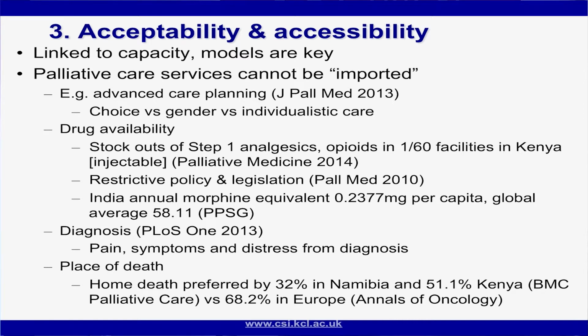And also we talk about place of death a lot, and we recently completed a large European study with African partners. We found in Namibia home death was preferred by around 1/3 of the population and around 1/2 in Kenya, compared to our data in Europe that found it was nearly 70%. Now, why is that? Is it because people don't want to die at home, or because there aren't good services to enable people to die at home? I don't think we really understand that yet.